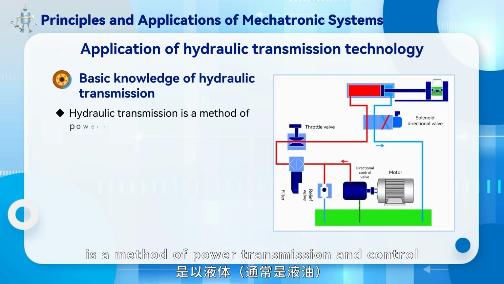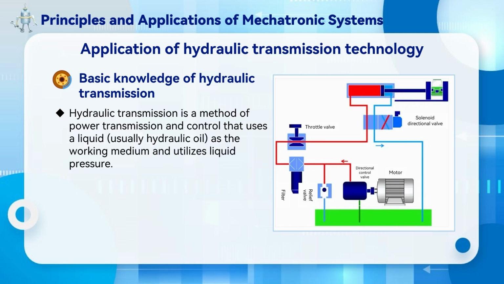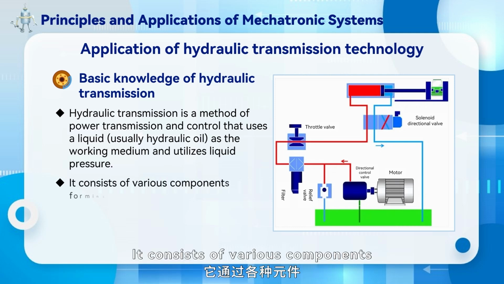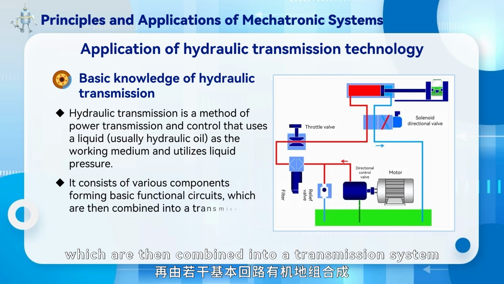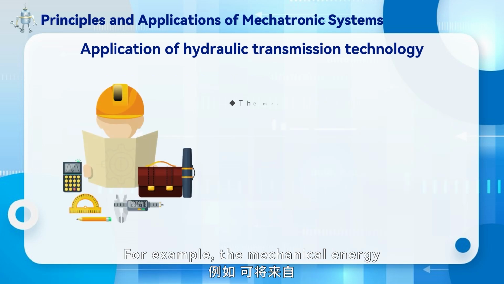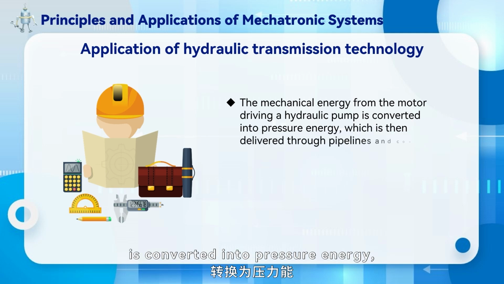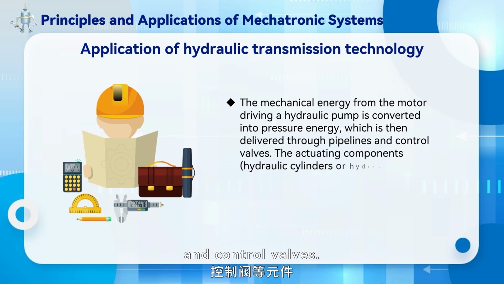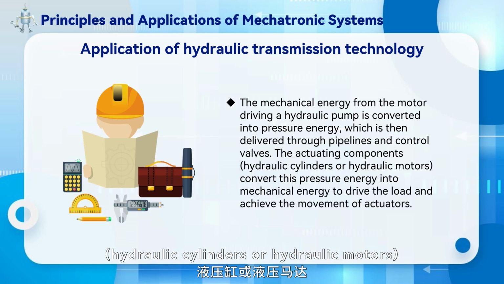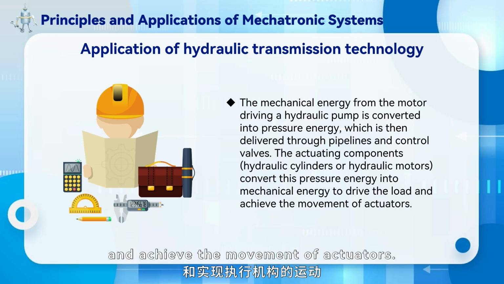Hydraulic transmission is a method of power transmission and control that uses a liquid, usually hydraulic oil, as the working medium and utilizes liquid pressure. It consists of various components forming basic functional circuits, which are then combined into a transmission system with specific control functions. For example, the mechanical energy from the motor driving a hydraulic pump is converted into pressure energy, which is then delivered through pipelines and control valves. The actuating components, hydraulic cylinders or hydraulic motors, convert this pressure energy into mechanical energy to drive the load and achieve the movement of actuators.